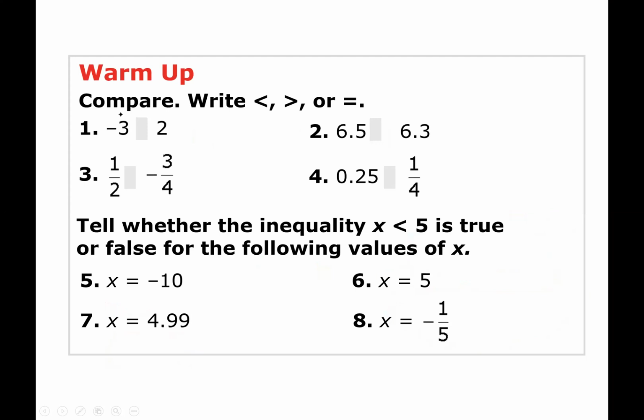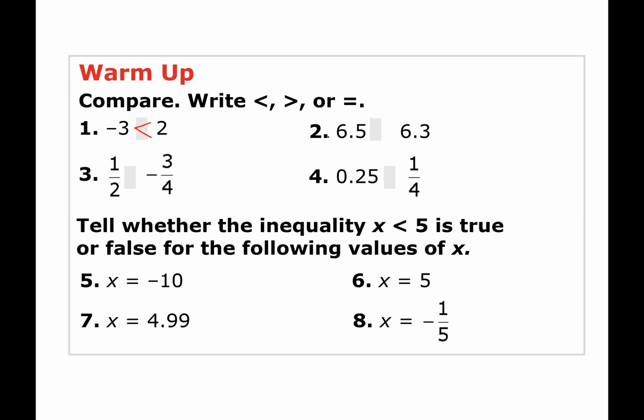The first exercise is comparing using less than, greater than, or equal. As we learned before, we learned about integers, positive and negative numbers. In the first case, for example, if I have -3 and 2, I know that the positive number is always greater than the negative number. So 2 is greater than -3.